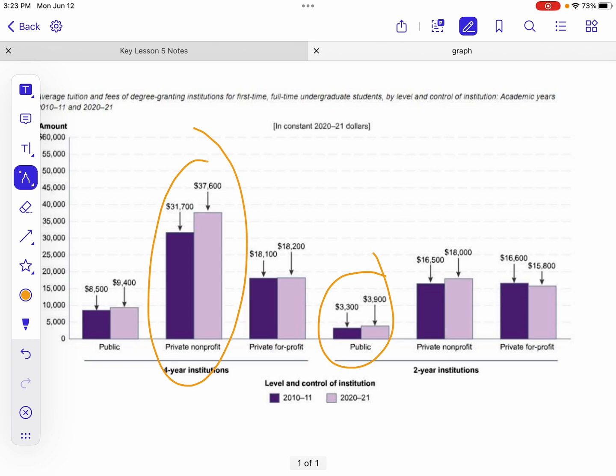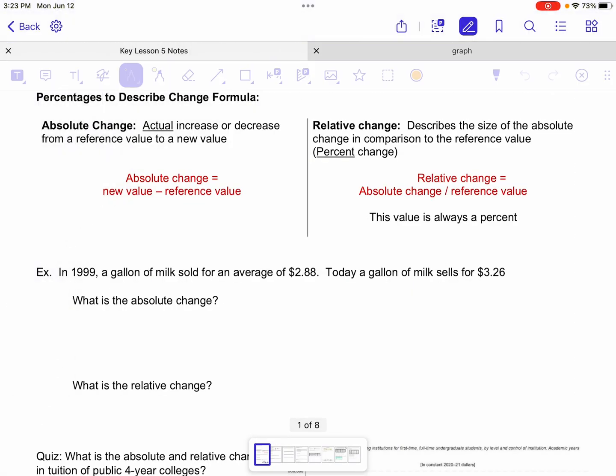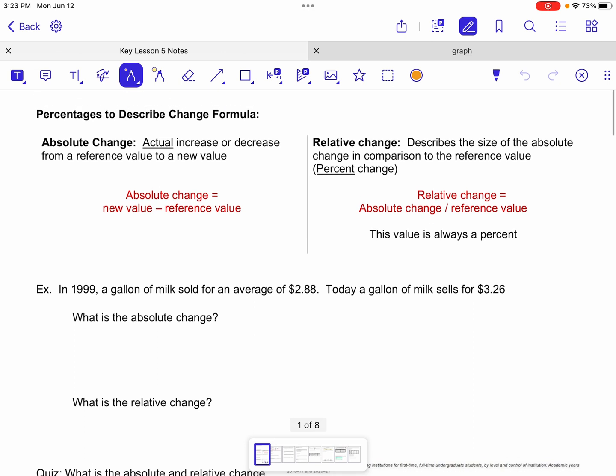That's part of what we're going to be looking at in this video: how we can use percentages to describe the changes that are occurring. Before we dive into actual problems, we're going to do a little bit of vocabulary. We're going to talk about absolute change versus relative change. Absolute change is pretty straightforward. It's basically if you said, okay, how much did the dollar values in that chart actually go up?